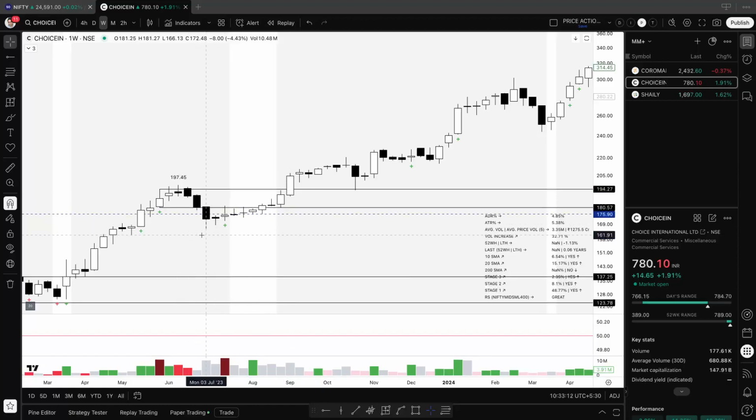That means we have to enter either above this breakout level, or we enter here. See also the beauty: once the breakout happened, price came down to shake out the breakout players, but it never went below the high of the footprint day or week or candle. So this is the beauty of the system, the beauty of price action.